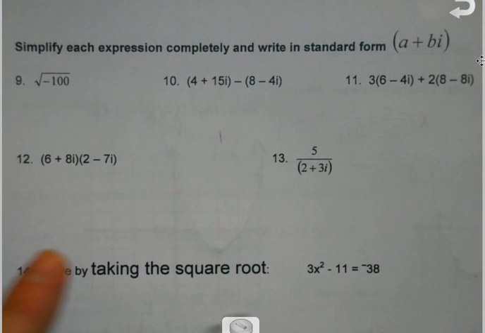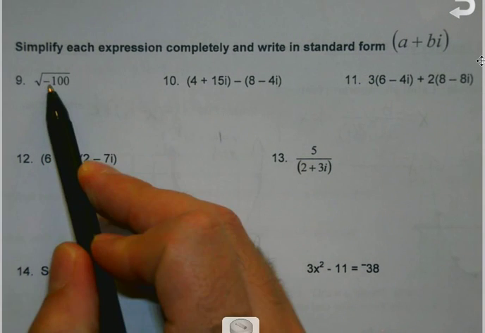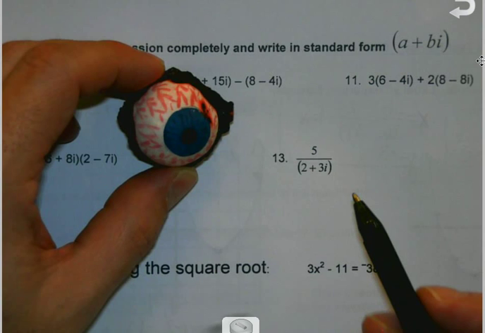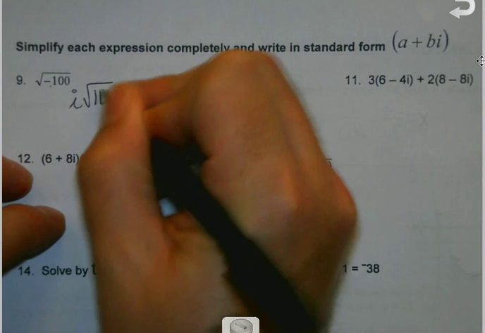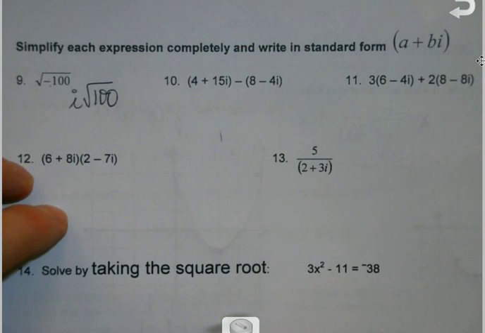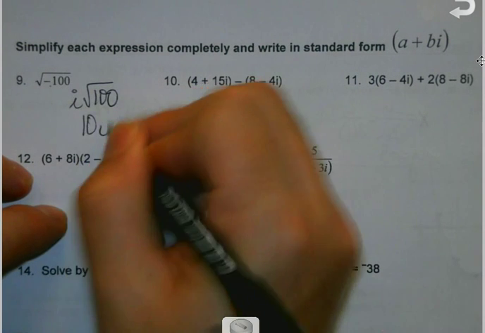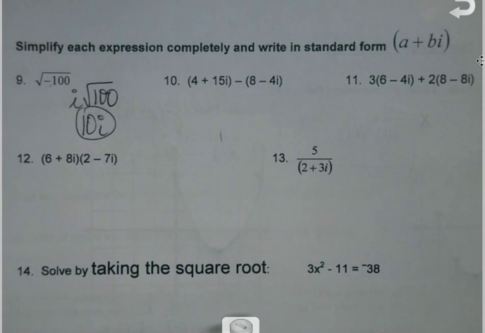Simplify each expression completely. Write it in standard form, a plus bi. Oh, time to take i's out. When do I take i's out? When I try to take the square root of a negative. Take an i out. What's the square root of 100? Put it with your i, you're good. Not square root of 10. Square root of 100 is 10. The radical goes away when we're good on perfect behavior.